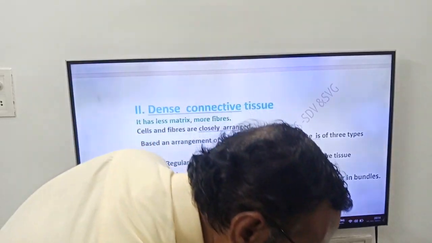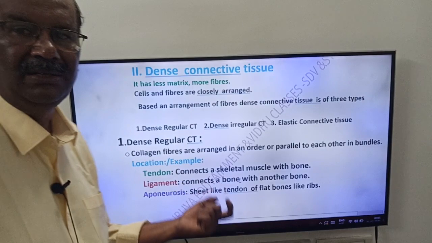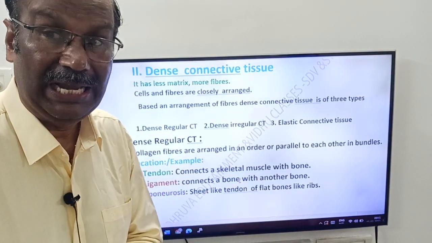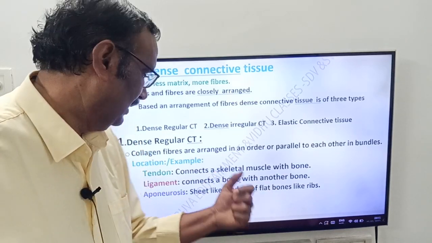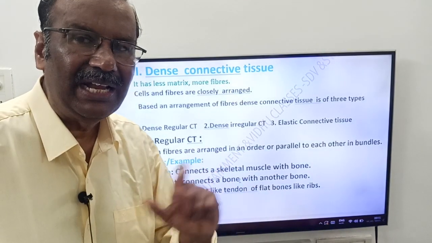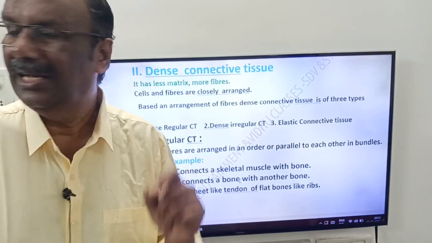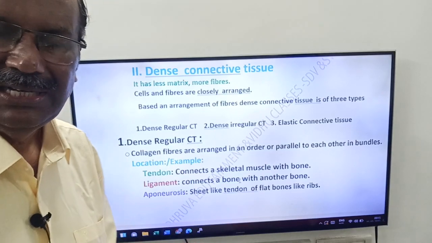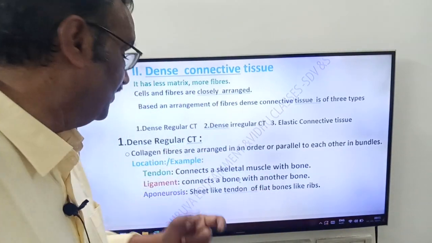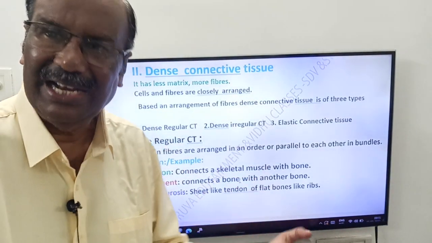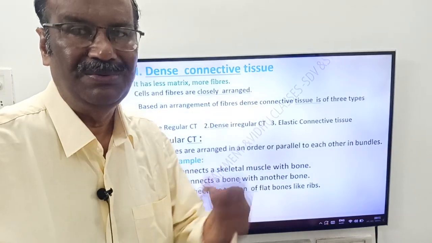Now see, friends, location or example, very, very important. You know, tendon and ligament, we have a 2 marks question. Tendon is a dense regular connective tissue. It connects a skeletal muscle with a bone. Next example, ligament. It is a dense regular connective tissue. It connects a bone with another bone.